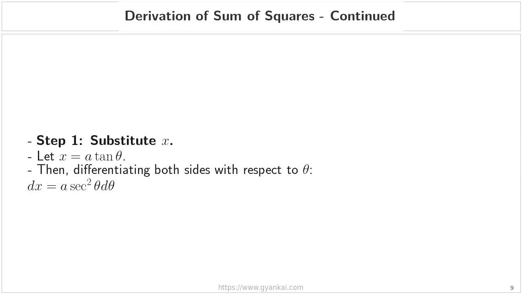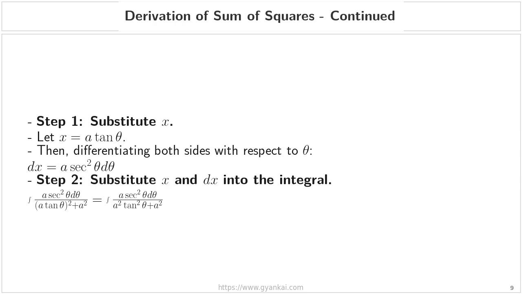To do that, we differentiate both sides of the equation x equals a tan theta with respect to theta. The derivative of a tan theta is a secant squared theta, and since a is a constant, it just comes along for the ride. So, we get dx equals a secant squared theta d theta. This is crucial. It tells us how to convert our integral from being in terms of dx to being in terms of theta.